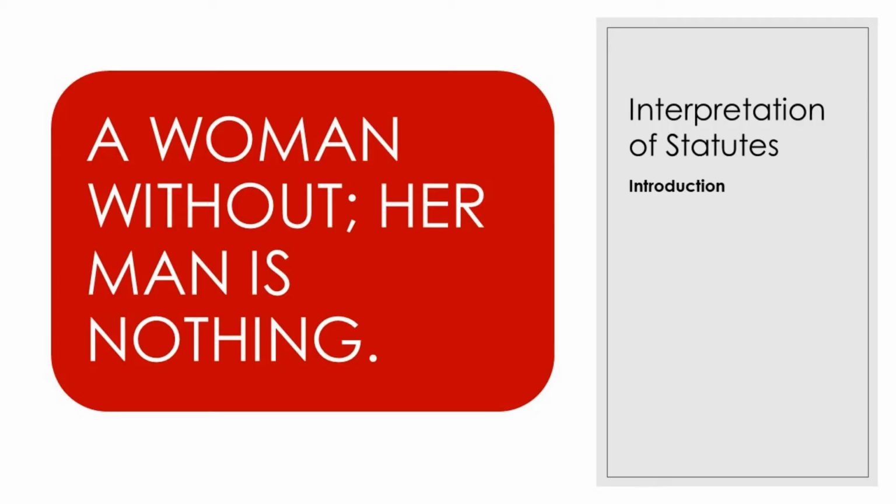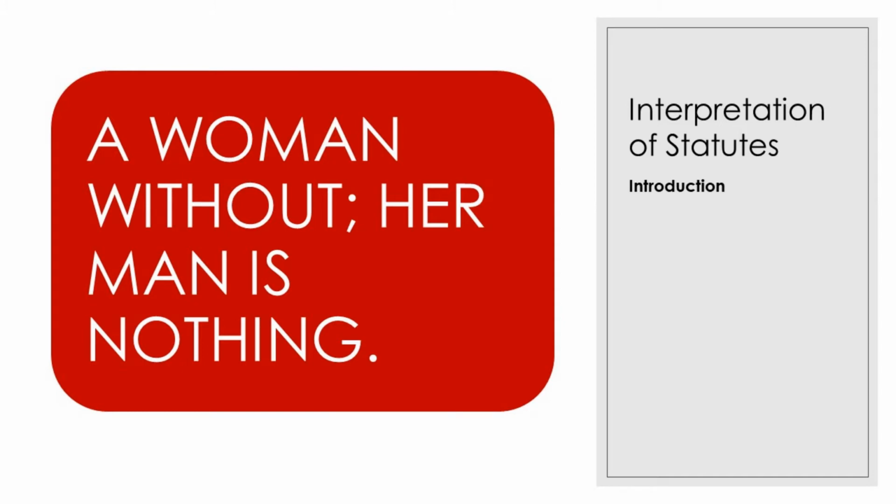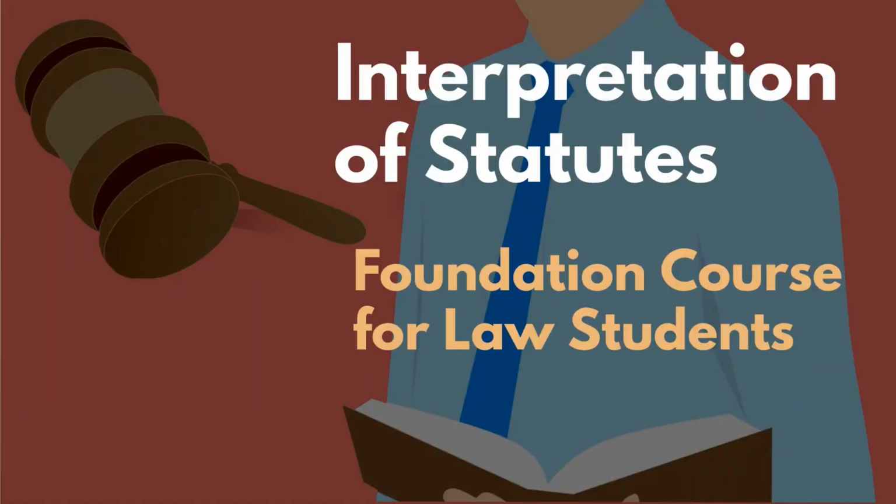Let's change it again. A woman without, semicolon, her man is nothing. Although this is considered more of a literary nature, it suggests that it is good that the woman is now without her man who was simply useless. So you can see how these small punctuations make a big difference.